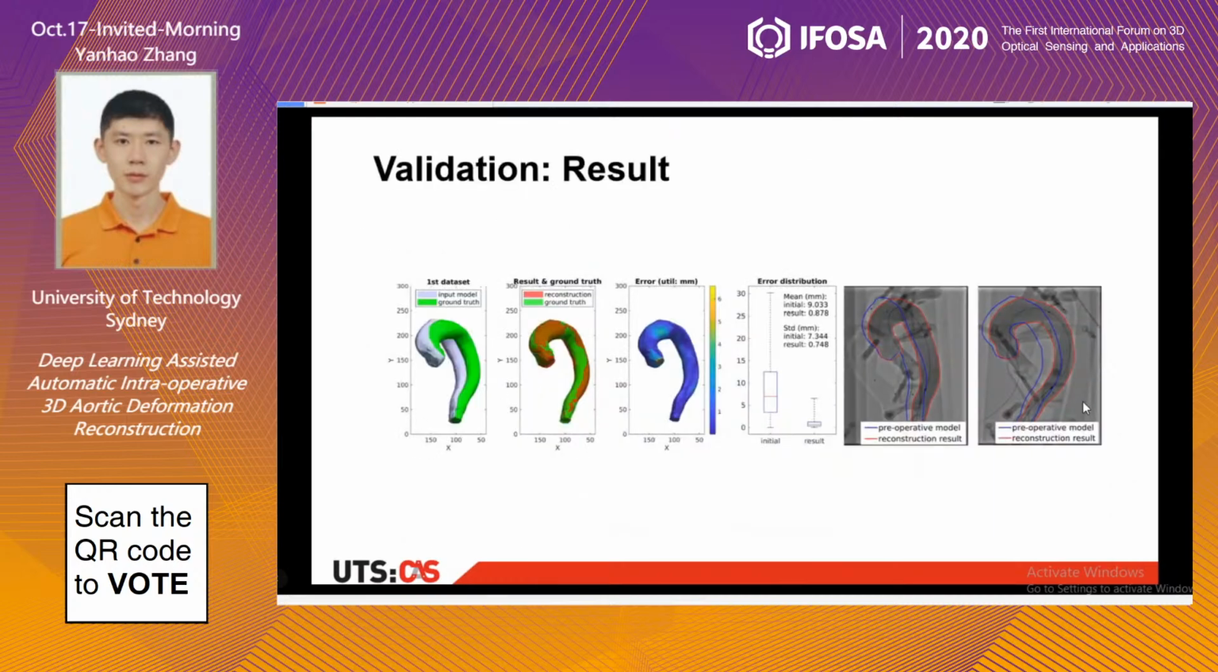Okay, so here is one of the results. The first figure shows the input model colored by gray color and the ground truth. The following 2 figures show the 3D result and then the error. And the last 2 figures show the 2D projection. The blue color shows the projection of the input model, which is the gray color, and the red color shows the projection of the result.